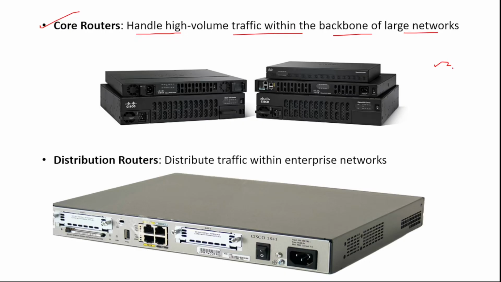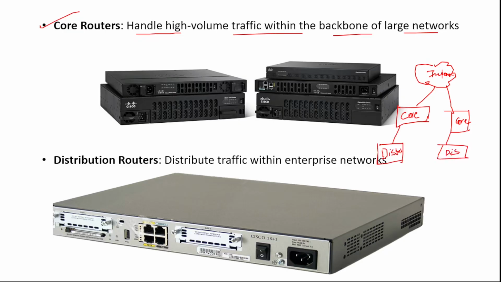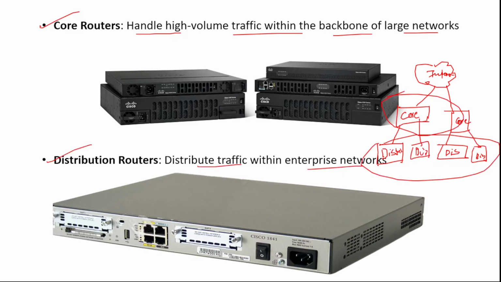Suppose this is the internet, and this layer is called the core layer. Here the core routers are located, and core routers aggregate the distribution routers. So here is located the core router, and here is located the distribution router. The distribution router distributes traffic within the enterprise network. Here the switches are connected, and within the switches the PCs are connected like this.